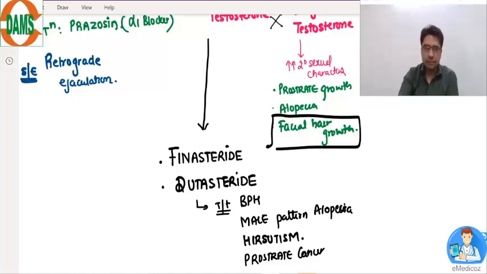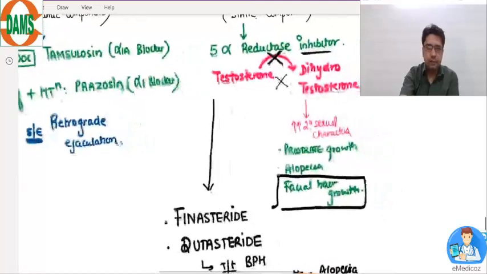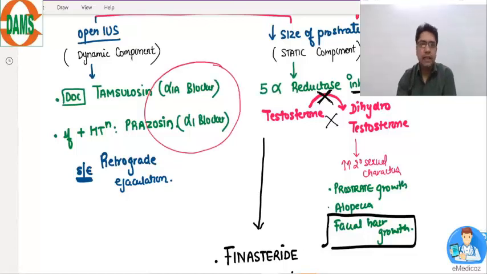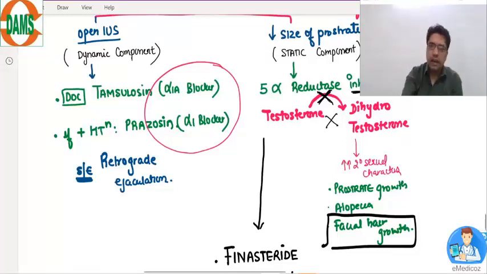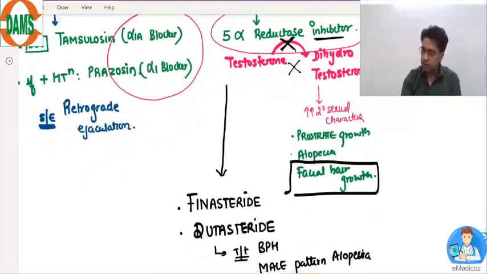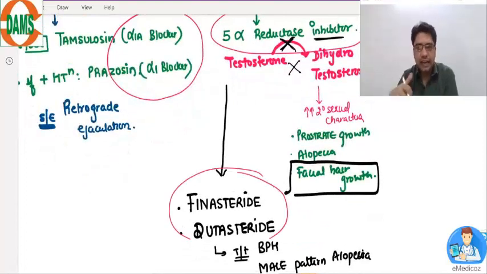So this is the treatment of BPH. Now let's summarize it again. To open the internal urethral sphincter, which drug do we give? We give an alpha-1 blocker or alpha-1A blocker. Their side effect is that when the sphincter opens, there will be retrograde ejaculation. And to decrease the size of the prostate, you give a 5 alpha reductase inhibitor. These drugs are finasteride and dutasteride, and they have other uses as well.